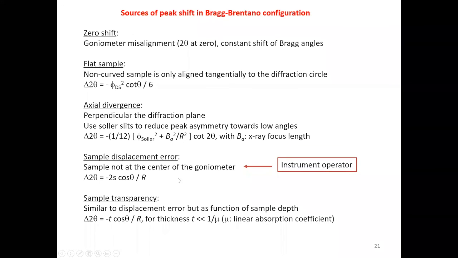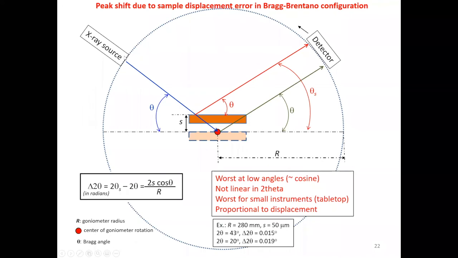And from the trigonometry here, you can see that that delta, that shift, is actually proportional to the displacement S that you introduce. It's proportional to the angle that you are measuring, and it's proportional to the cosine, which makes the whole thing opposite. So basically, it's more sensitive at low angles, and it's less sensitive at high angles. We'll show you that soon. And it's inversely proportional to the radius of the goniometer. So for example, if you start using instruments that are very small, like tabletop instruments, you may have much more of a problem on your hands here.